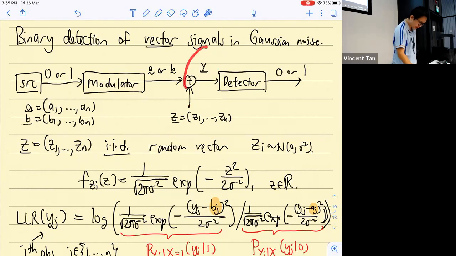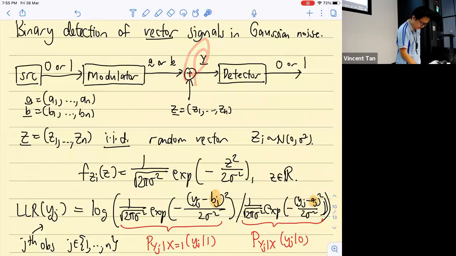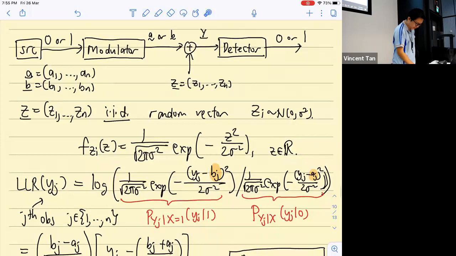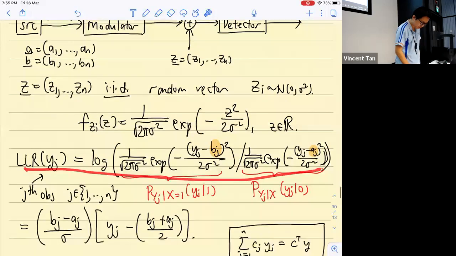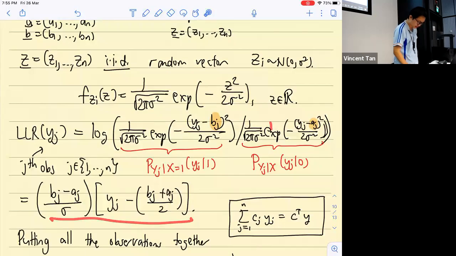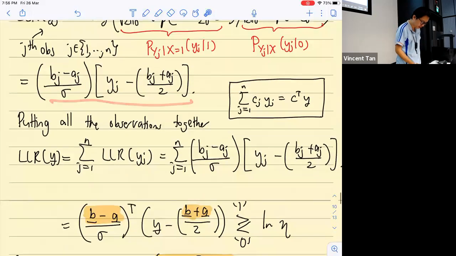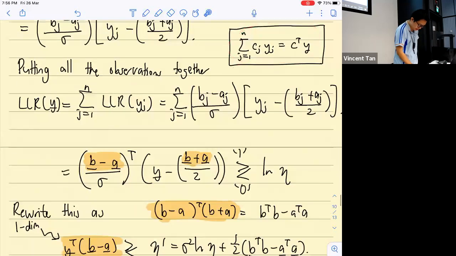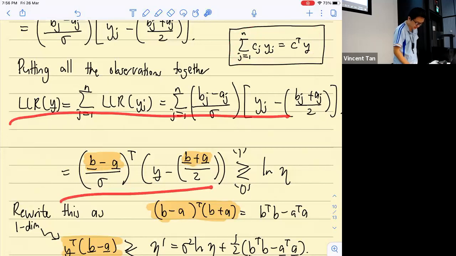Based on Y, we want to tell whether the source emitted 0 or 1. Now this Z, however, is going to disrupt our system because it is Gaussian noise. So we can form the log likelihood ratio as follows. This is only for the j-th component, but it's very simple because all the components look the same. So we can put all the observations together here. And through a little bit of linear algebra and remembering what an inner product is, we notice that this log likelihood ratio can be written as follows.